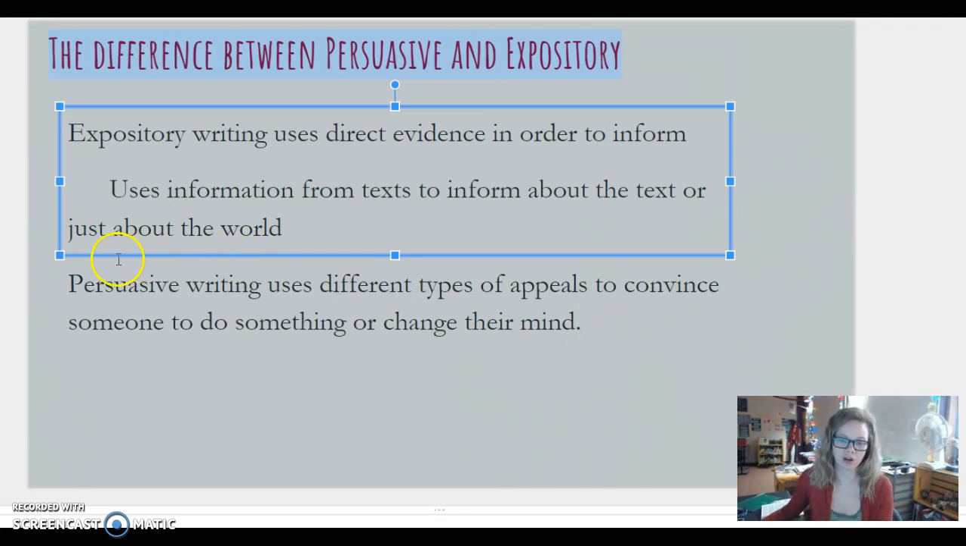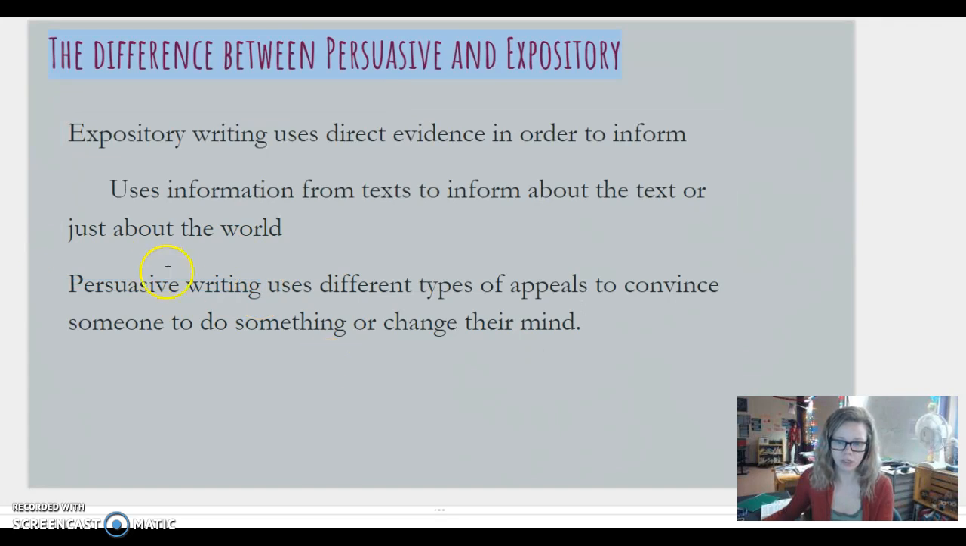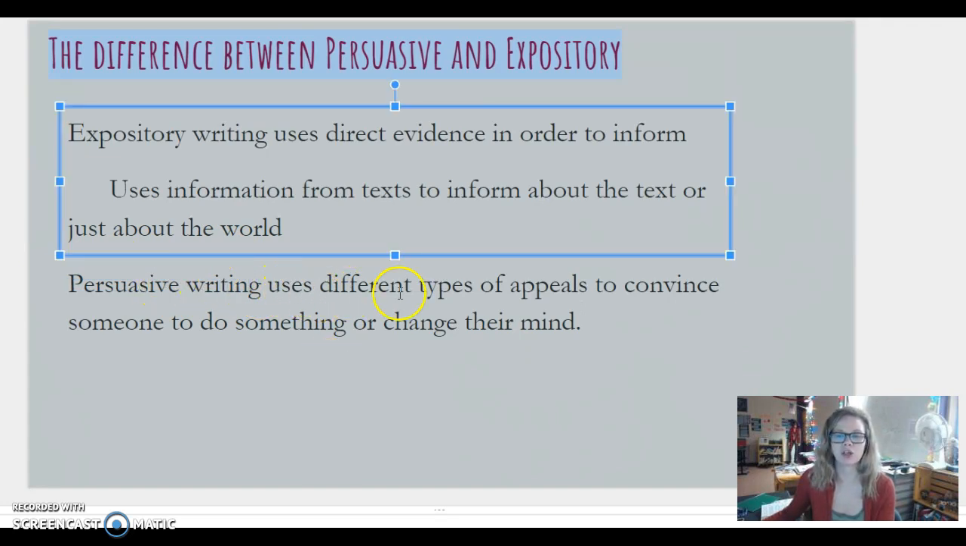But persuasive writing, down here, or argument opinion writing, uses different types of appeals to convince someone to do something or change their mind. So the purpose is different. You're not just trying to inform me, you're trying to convince me, trying to change my mind, get me to do something. And because of that, we don't just use textual evidence, we also use narrative evidence. Uses textual and narrative evidence.